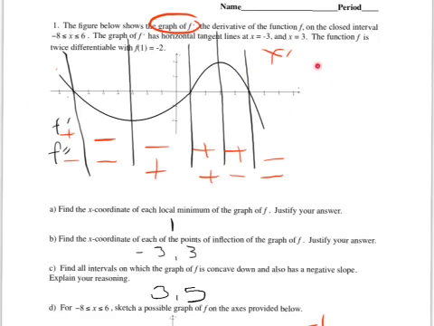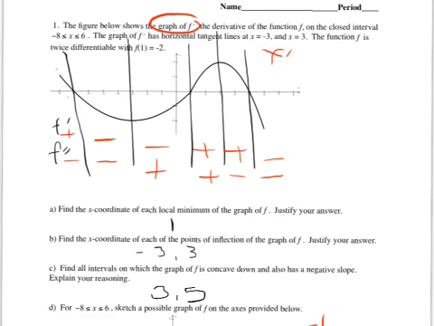Here we have a graph of f prime and the derivatives of f double prime and f prime. For part A, it's asking find the x-coordinate of each local minimum of the graph of f and justify your answer. So at which coordinate do we see that f prime goes from negative to positive? The answer is 1. F prime goes from negative to positive as seen here.